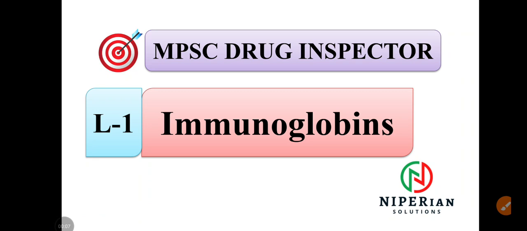So today we are going to discuss a very important topic, that is the immunoglobulins from your microbiology. That is very important for your MPSC drug inspector exam. So what are the immunoglobulins? These are nothing but your glycoproteins. Okay, so let's start with the immunoglobulins.